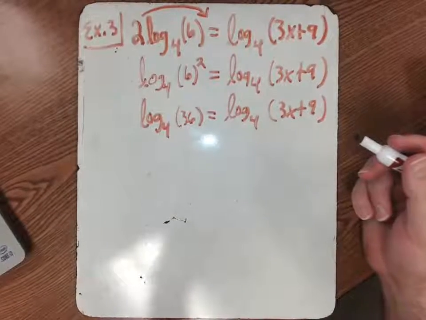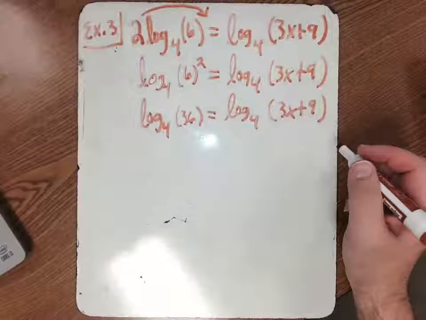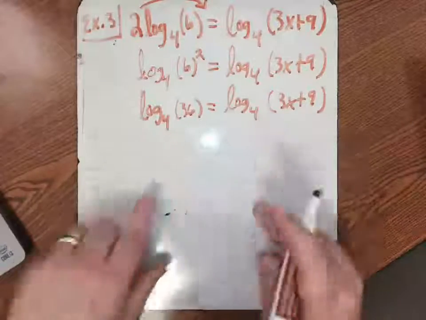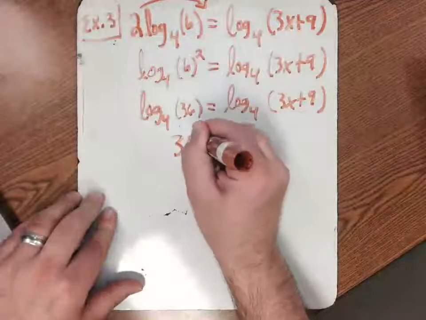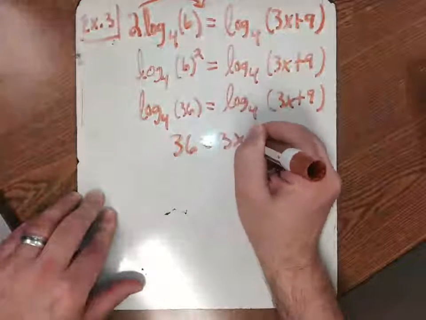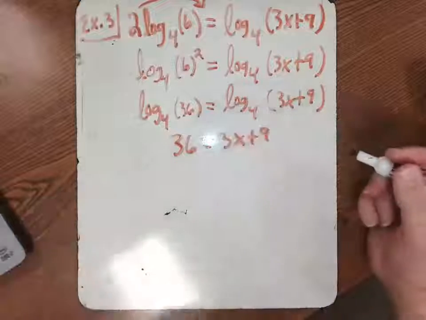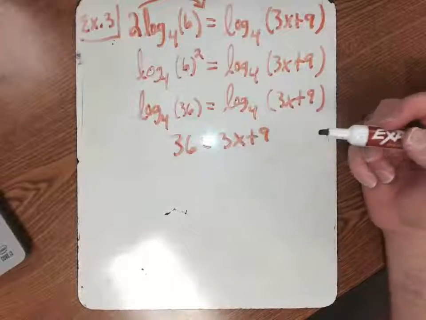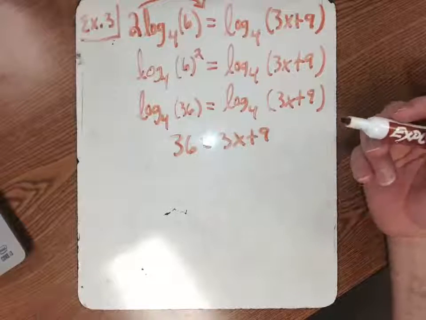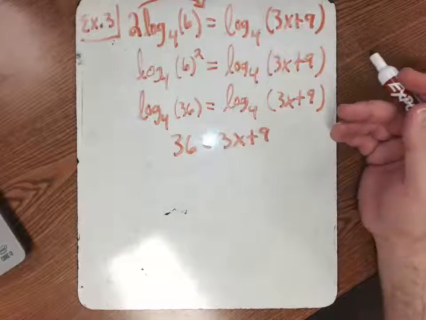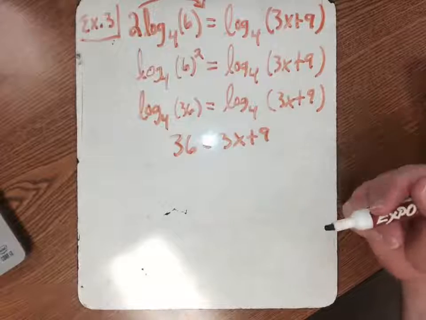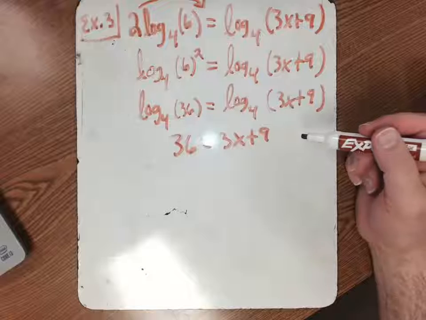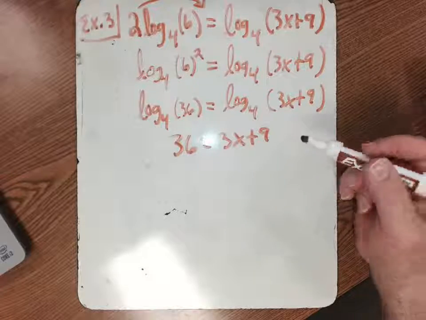Now I have 2 logs with the same base equal to each other. So I can simply set 36 equal to 3x plus 9. Now, we do have a little different solving situation. This is actually more like the second step of solving from the previous two examples. I canceled something then, and then the next step, I needed to cancel something else, but I got to be specific about it, except I don't have something to reference here. I haven't done anything. So how do we know what to do?